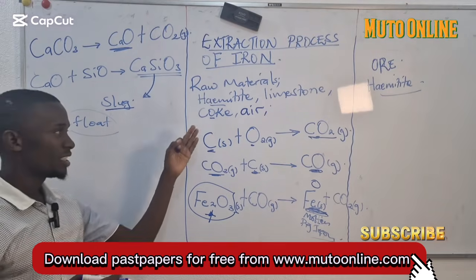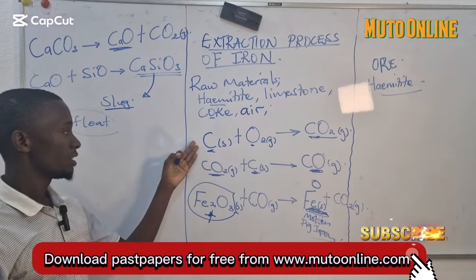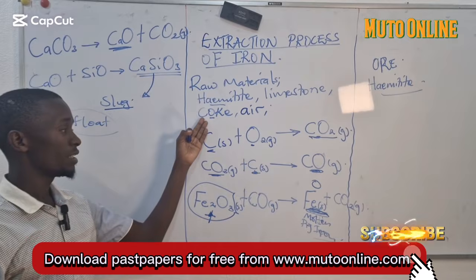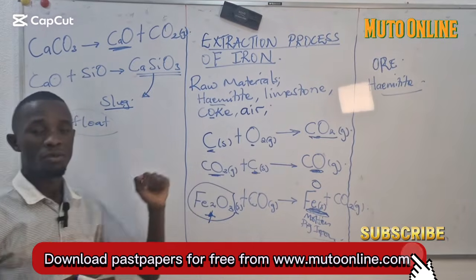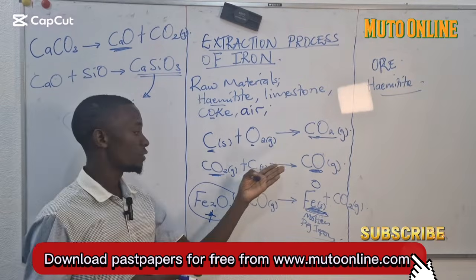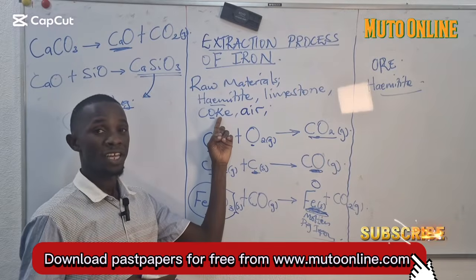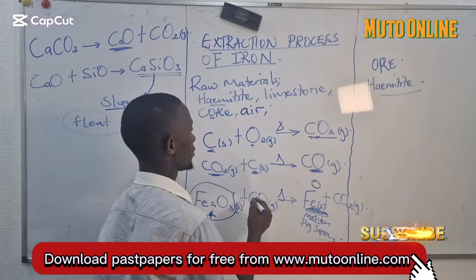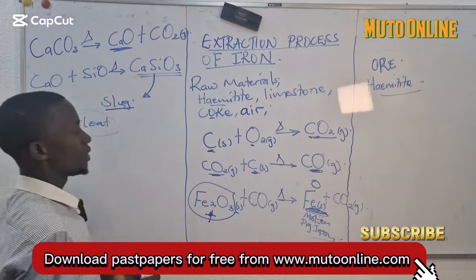So in short, this is the process of extraction of iron. It involves heating the coke, the carbon in the coke, first in the presence of oxygen in the air to form carbon dioxide. The carbon dioxide formed is further reduced by the carbon still in the coke on further heating. All these reactions involve heating. Heat must be there for them to proceed.